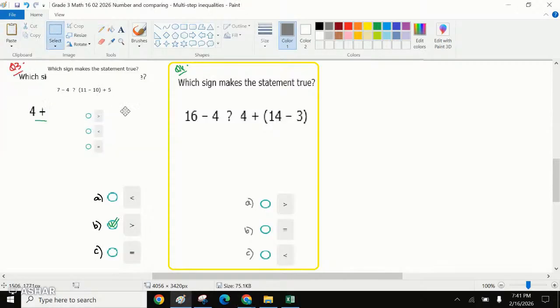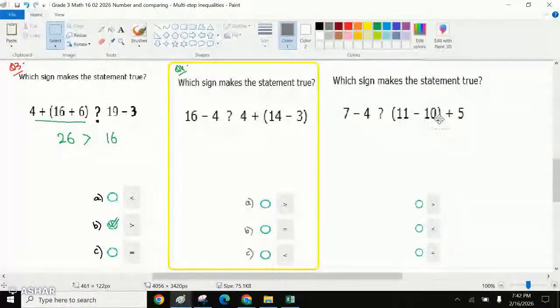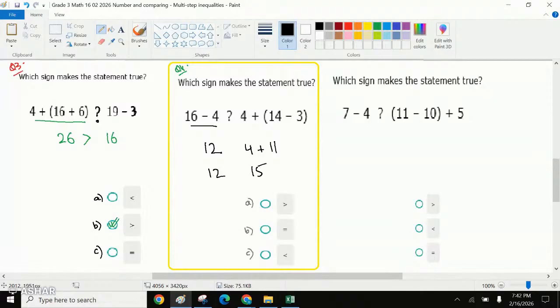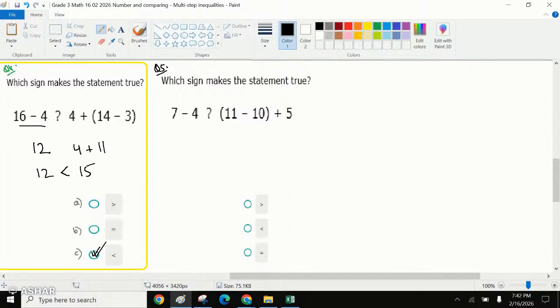See, we know that in question number 4, talking about question number 4 first, we can say this would be 16 minus 4 is 12. 14 minus 3 is 11. Yes, thank you. 12 was less than. That means option C. How about question number 5? Which option? A, B, and C?